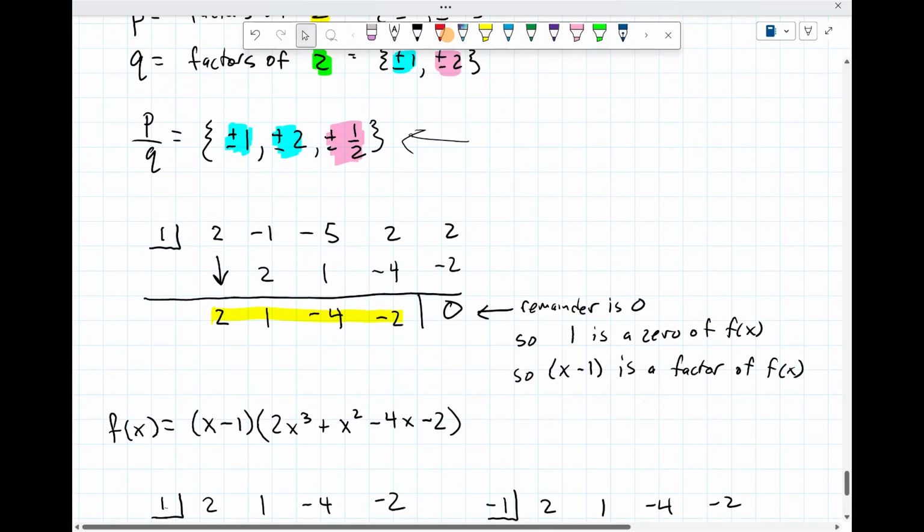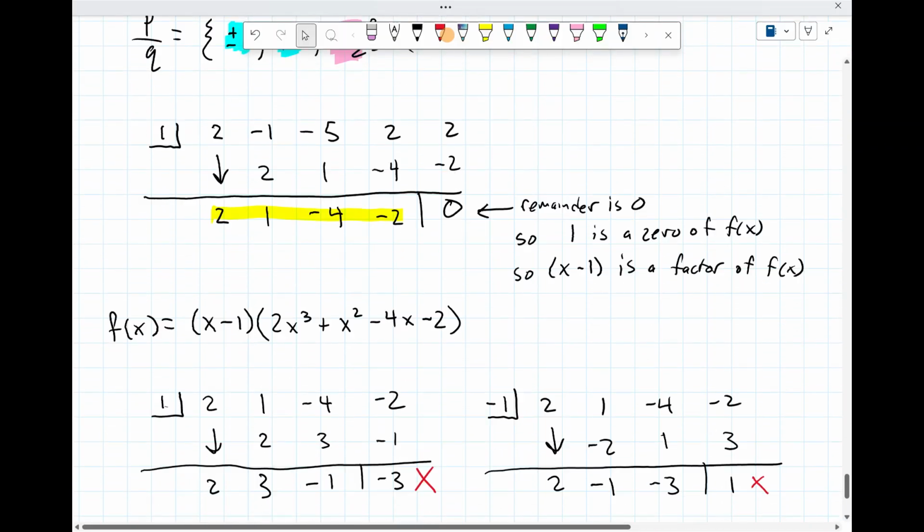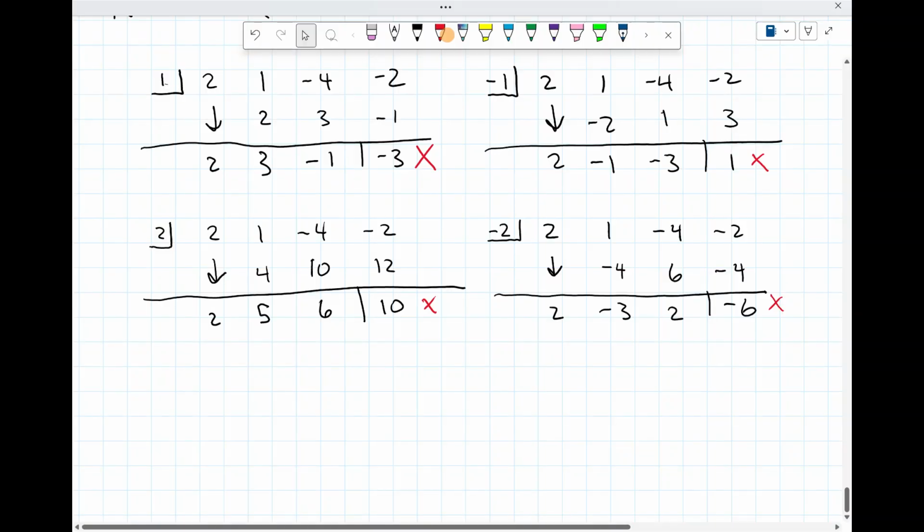So now we've tried plus or minus 1, plus or minus 2. Now we have to try plus or minus 1/2. And it is possible that we don't find another rational root, in which case we'd have to figure out a different method.